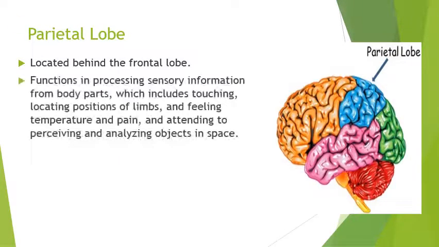The parietal lobe is located behind the frontal lobe. It functions in processing sensory information from body parts, which includes touching, locating position of limbs, and feeling temperature and pain. Also attending to, perceiving and analyzing objects in space. An example of its function is, for example, there are two objects in your pockets. One is a pencil and another is a coin. Even without using visual information, without looking, just by touching and feeling them, you could tell which is the pencil and which is the coin. That's because of our parietal lobe.